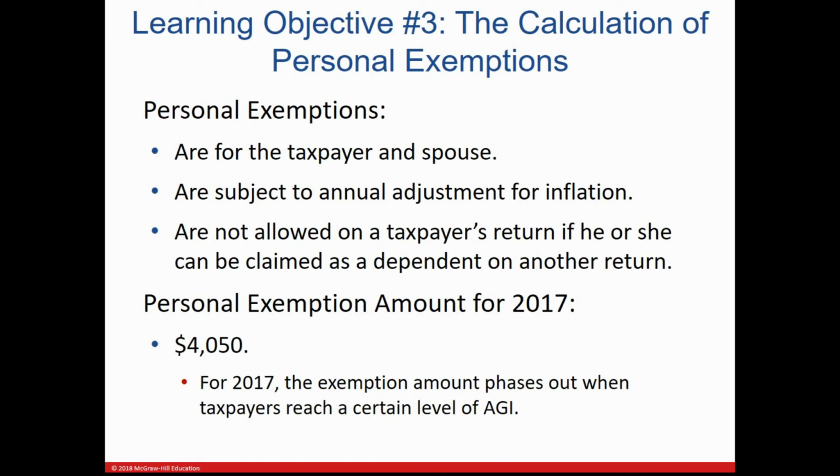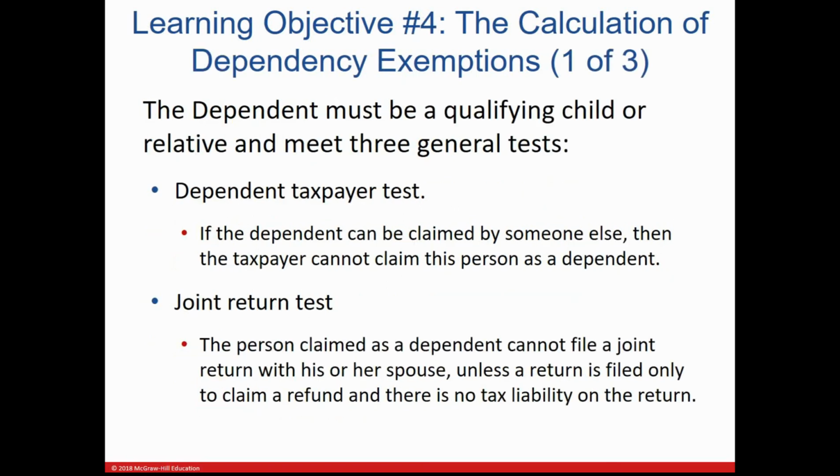Personal exemptions are for the taxpayer and the spouse. In 2017, the personal exemption amount was $4,050. If the taxpayer is claimed as a dependent on someone else's return, the taxpayer may not claim a personal exemption for himself or herself on his or her own return. And this exemption does phase out as taxpayers reach certain tax levels.